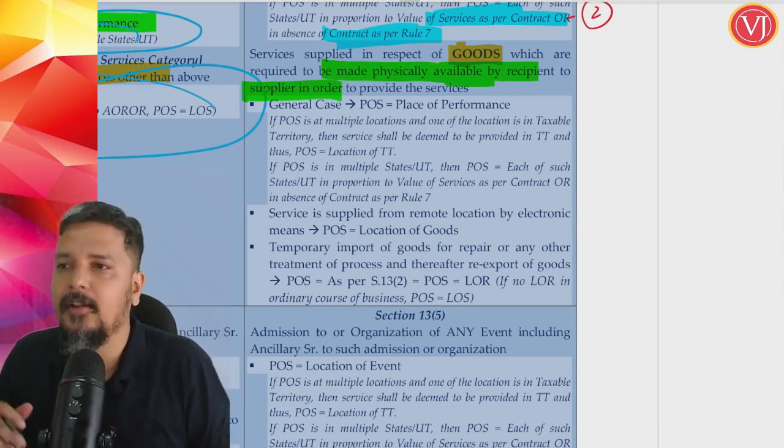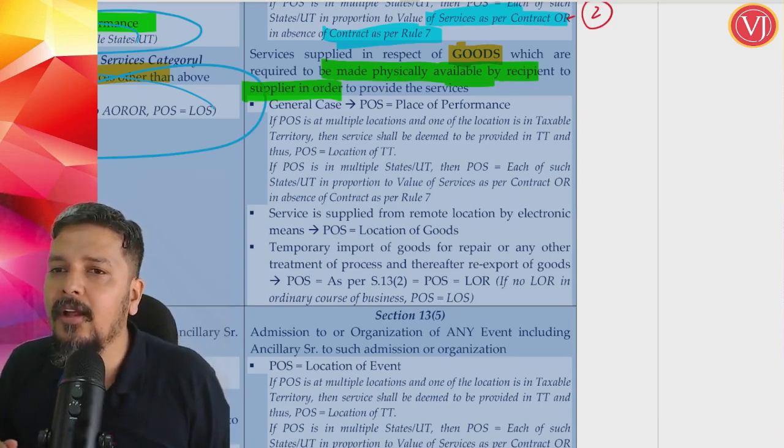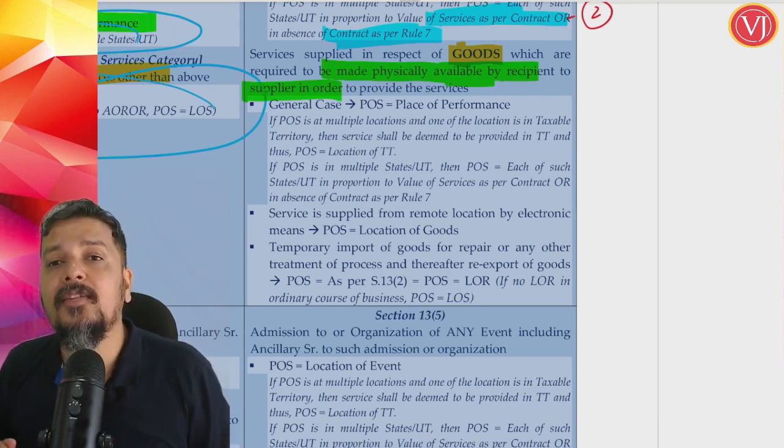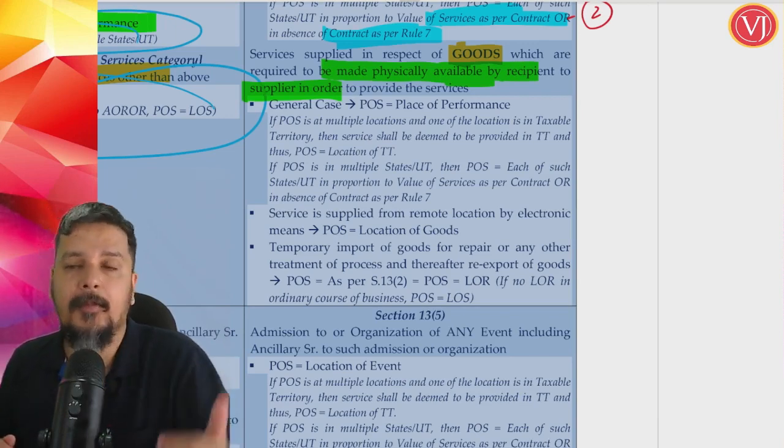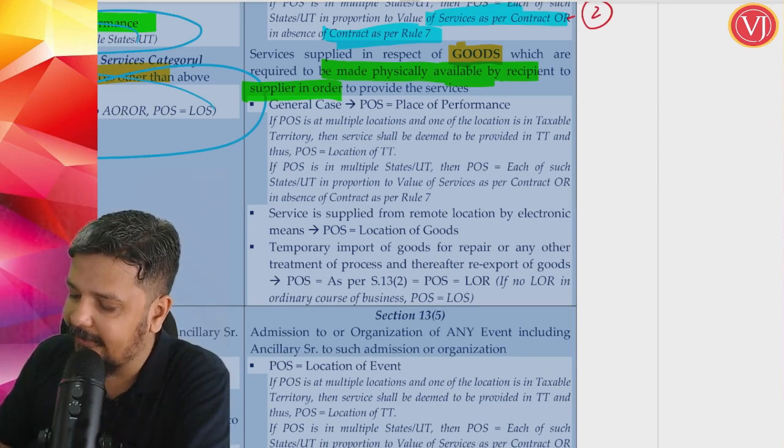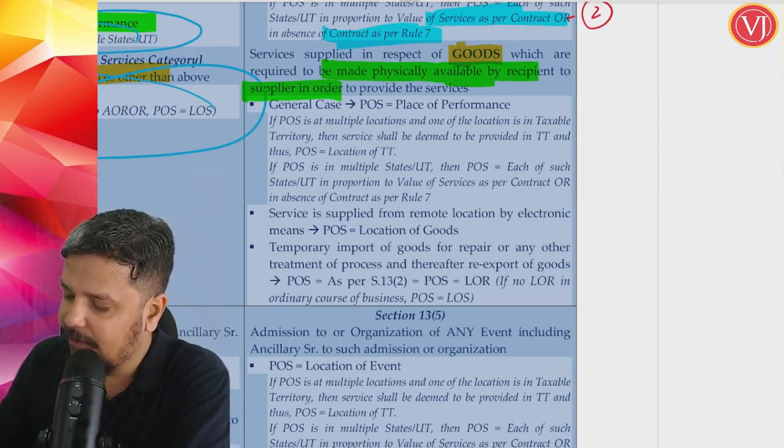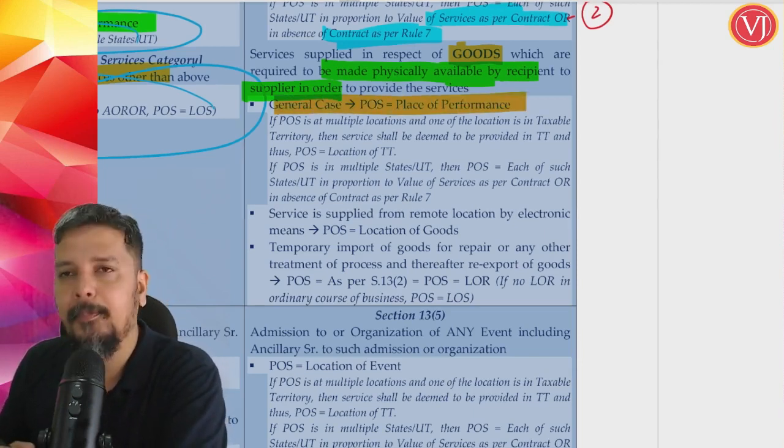I'm doing some work on the goods. And for me to do some work on the goods, physically the goods should come to me. In that scenario, general case, your place of supply is place of performance.